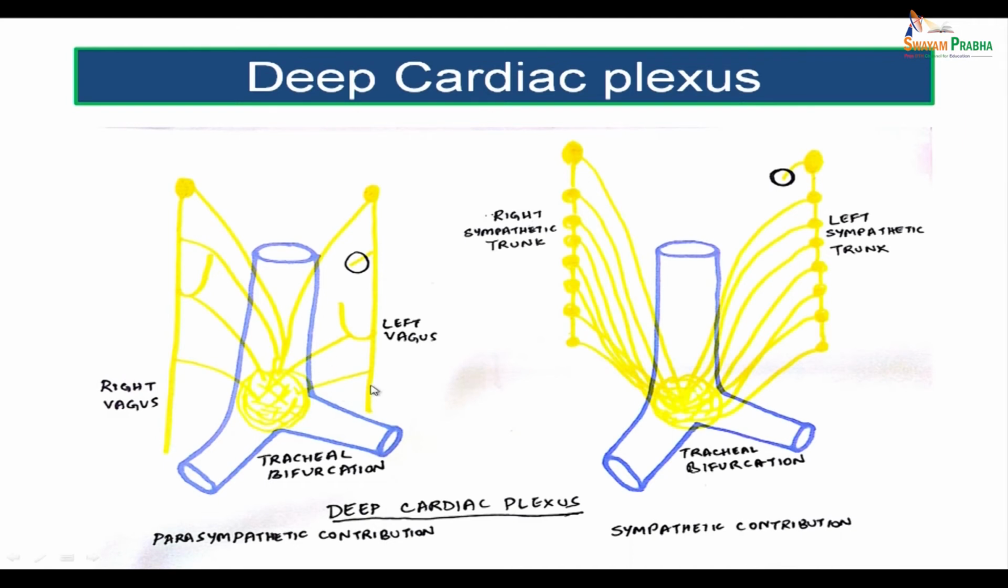Where is this deep plexus situated now? It is situated in front of the tracheal bifurcation behind the arch of aorta. If you recall, the superficial cardiac plexus was below the arch of aorta, whereas the deep cardiac plexus is behind the arch of aorta. Now, this is going to contribute to both right and left pulmonary plexus, to both right and left coronary plexus, and it also receives communication with the superficial cardiac plexus.